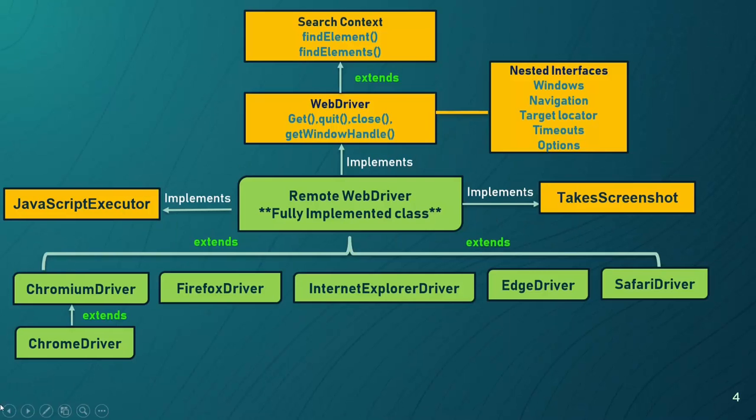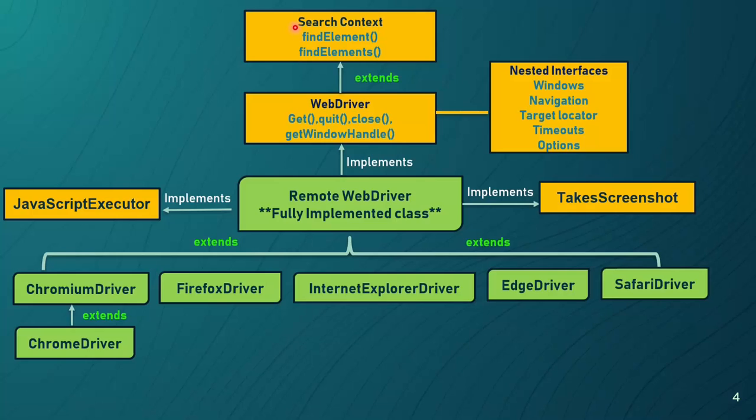So this is the diagram that we have. Selenium provides a large number of classes and interfaces, and we need to understand the hierarchy of classes and interfaces. To understand this hierarchy, we need to have knowledge about the interfaces and the inheritance concept of Java. Here you can see this diagram, right?